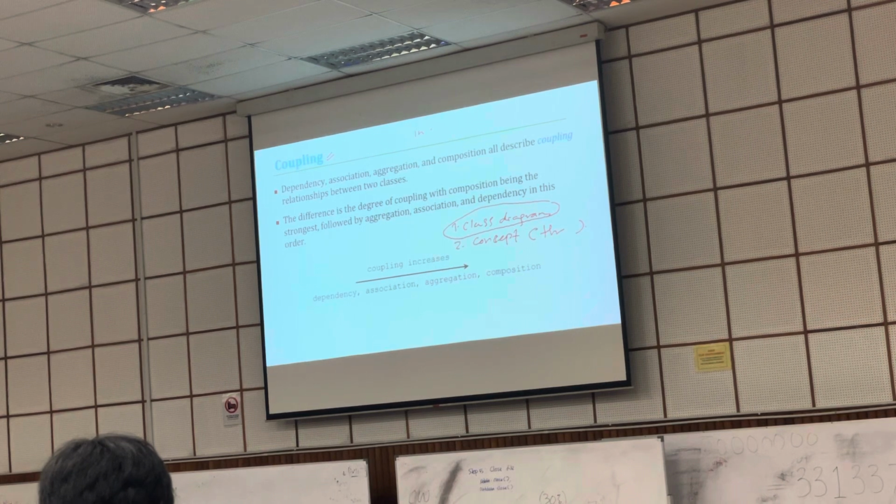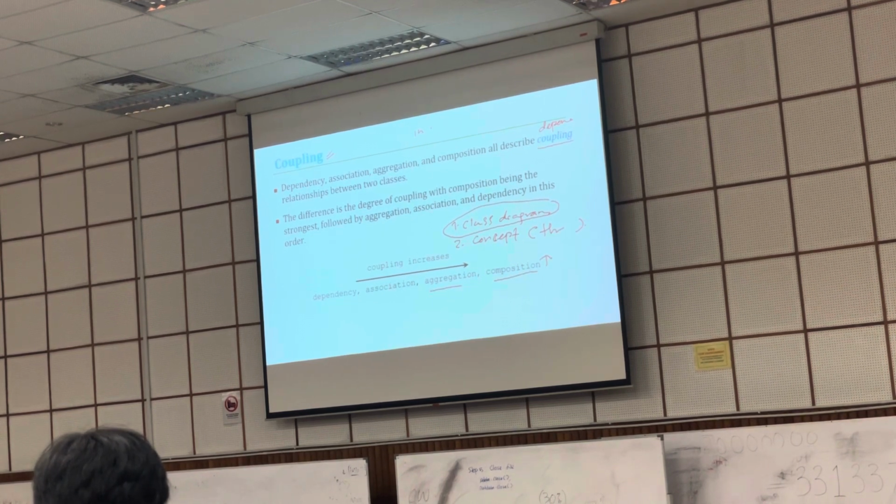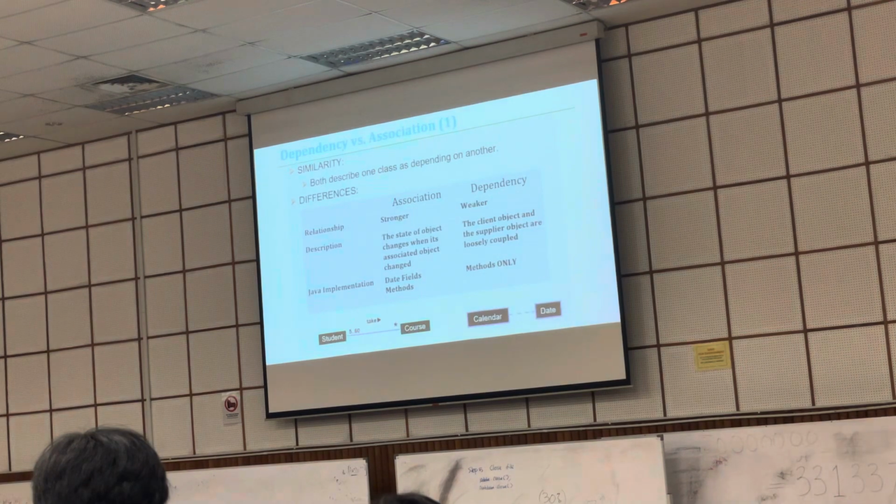Okay, this topic. So let's see what coupling is. Coupling means dependency. If you see, the coupling actually increases. Composition is the highest one, yes. Then aggregation, association, and dependency is here. It increases in this way.